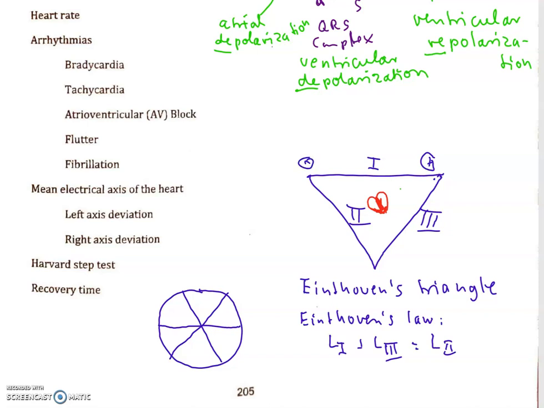So lead 1 in this direction is positive, lead 1 in this direction is negative. Anyway, so lead 1 is taking a look at the electrical activity of the heart from the right arm to left arm perspective. Now lead 2 would be taking a perspective of the heart from right arm to left leg. So down to here is this direction right here.